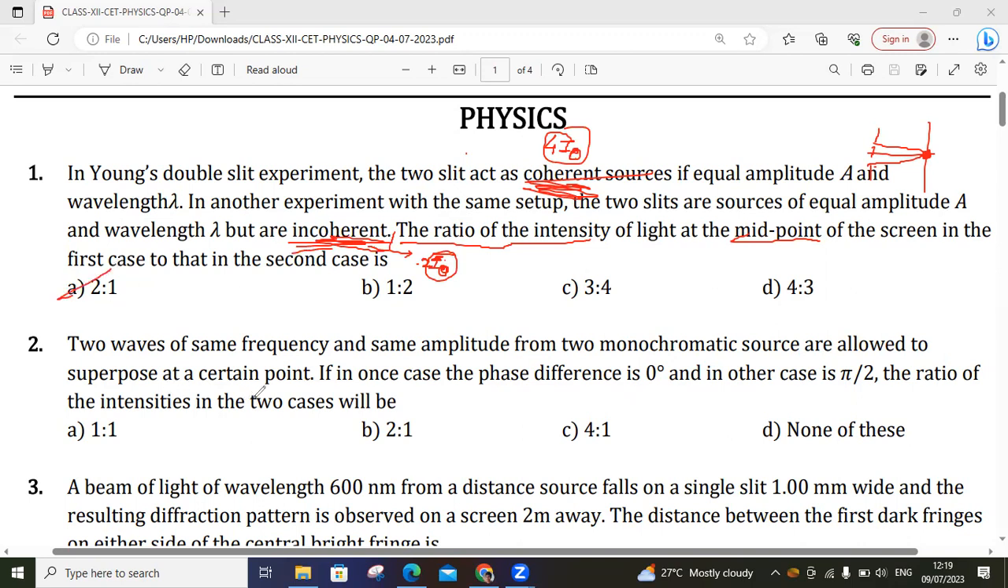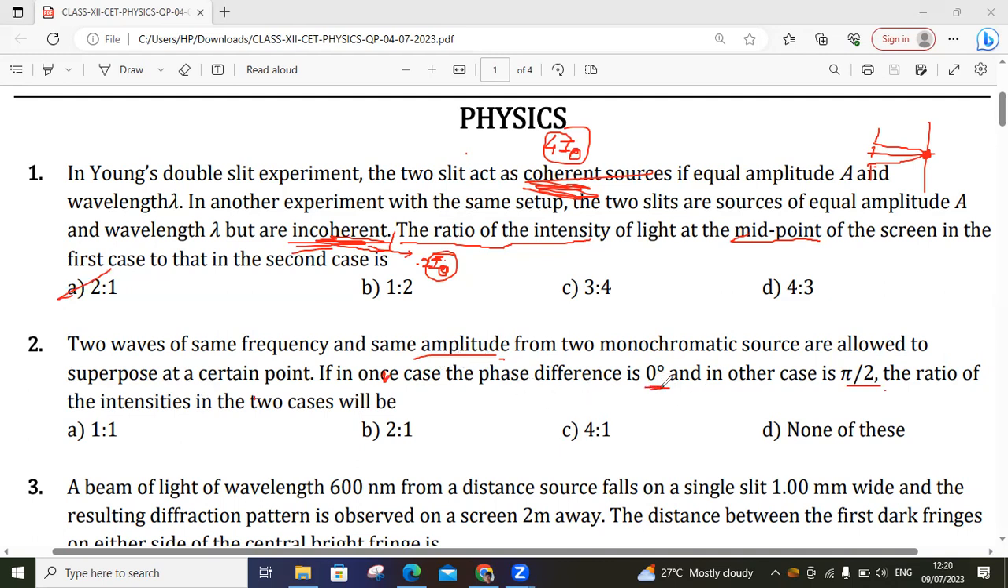Two waves of same frequency and same amplitude from two monochromatic sources are allowed to superpose at a certain point. If in one case the phase difference is 0 degree, and in the other case pi by 2, the ratio of the intensities in the two cases will be? Same amplitude, same frequency. Same frequency means coherent sources. Same amplitude means both have the same intensity initially, I naught, suppose.